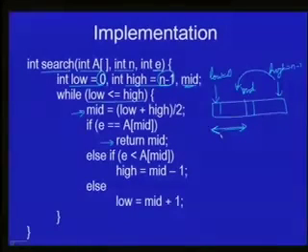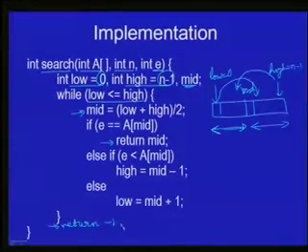Whereas if E is greater than A[mid], then we need to focus our attention on this part of the array in the next step, which means that low should become mid plus 1, whereas high should remain the same. And when the loop terminates, we should have a return minus 1 here, which I omitted by mistake.